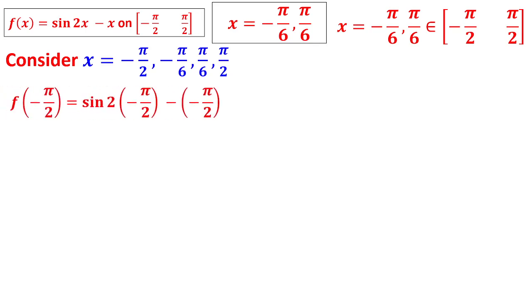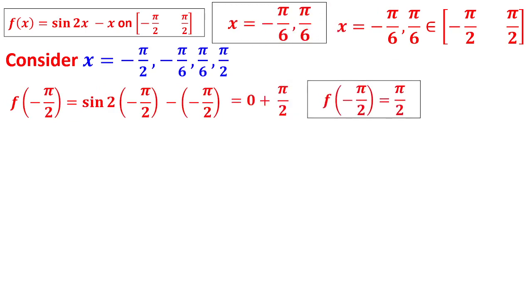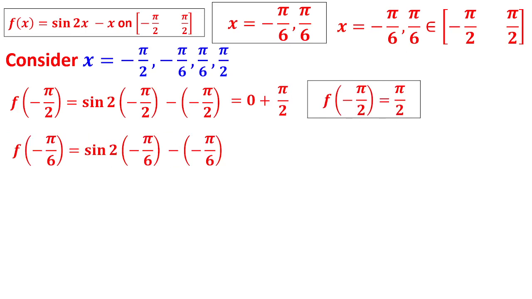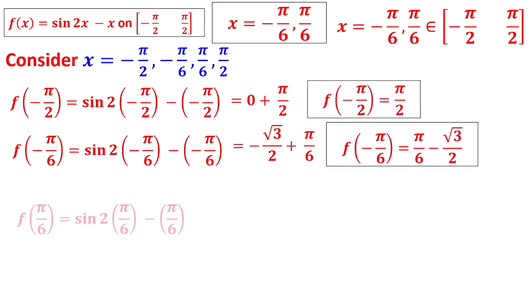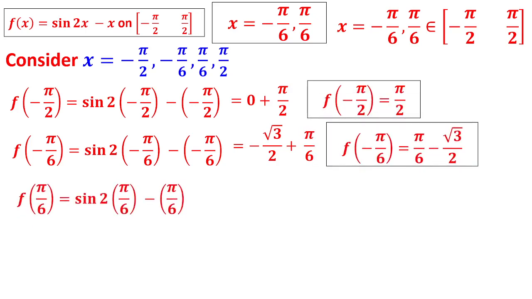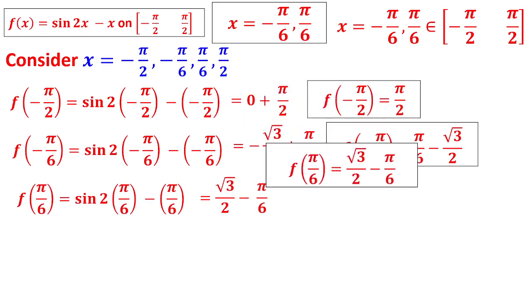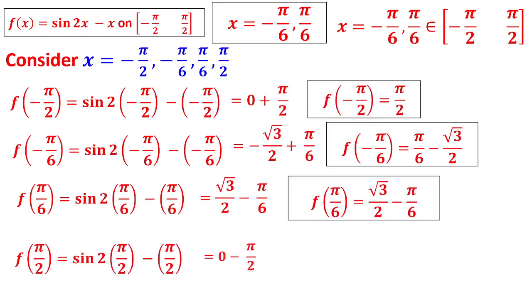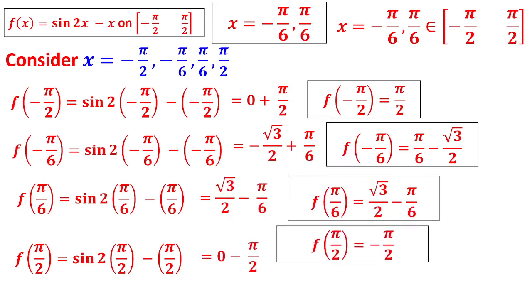Let me find what is f of minus pi by 2. It is pi by 2. Let me find what is f of minus pi by 6. It is minus root 3 by 2 plus pi by 6. And I am finding f of pi by 6. It is root 3 by 2 minus pi by 6. I am finding f of pi by 2. Simple, it is minus pi by 2.